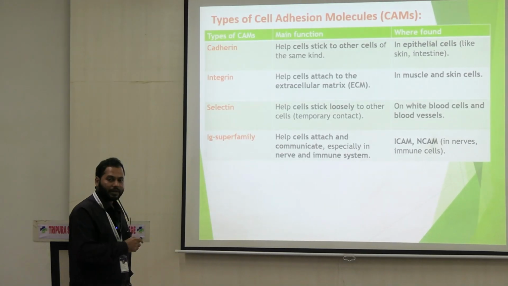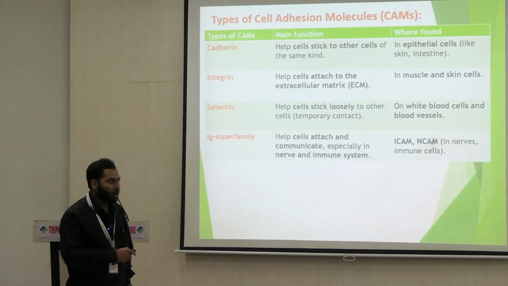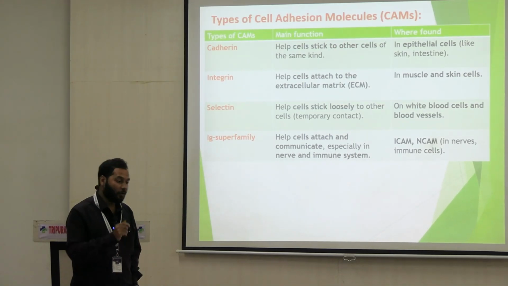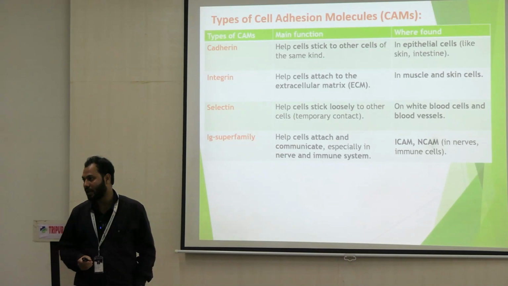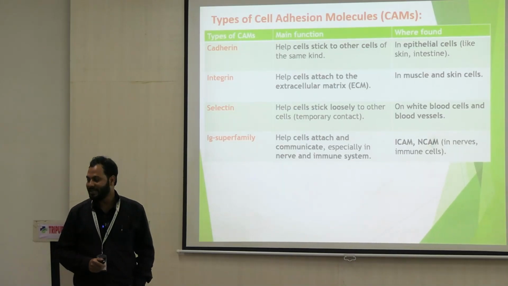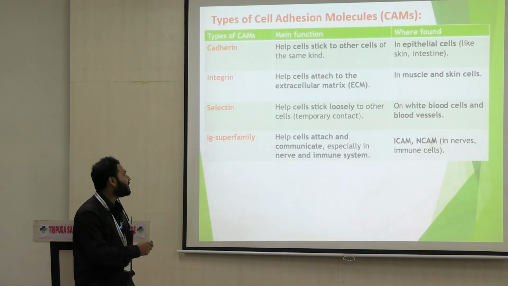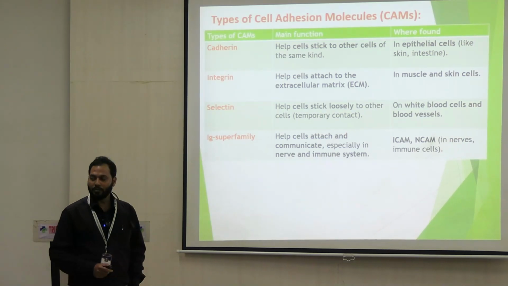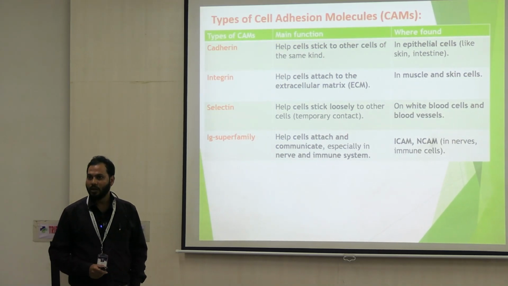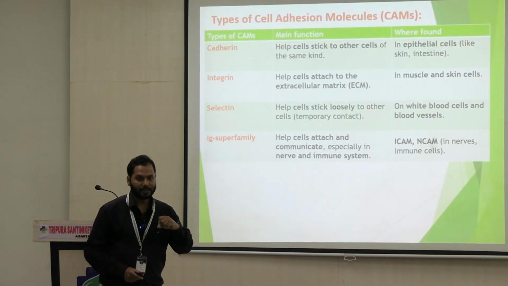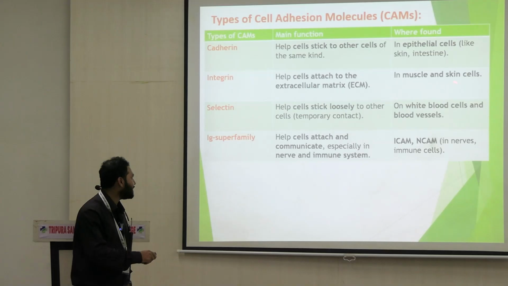Say cadherin is an important cell adhesion molecule which makes the connection between cells only, and it forms a very, very tight junction between cells, right? And this type of molecule is mainly present in epithelial cells, mainly skin epithelia and intestinal epithelia. Integrin is another important cell adhesion molecule, which basically is involved in the formation of junctions between cell and matrix, and it is found in muscle and skin cells.